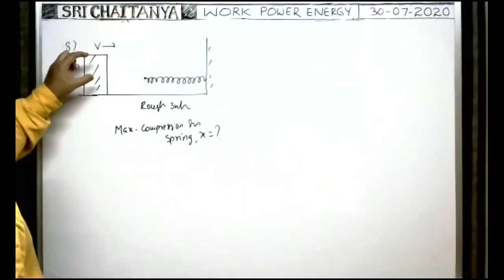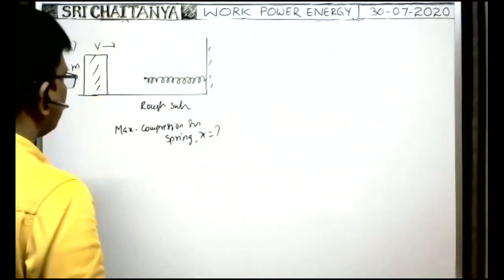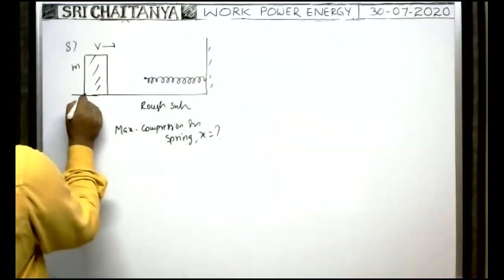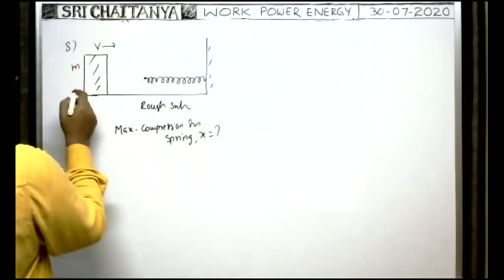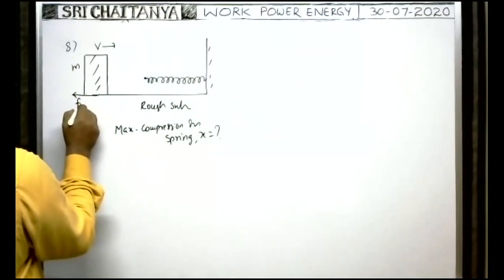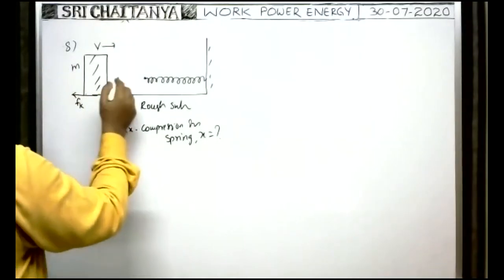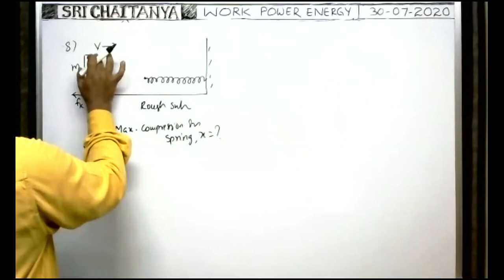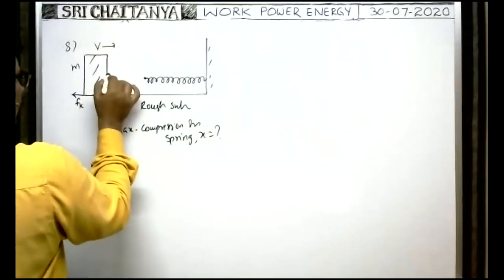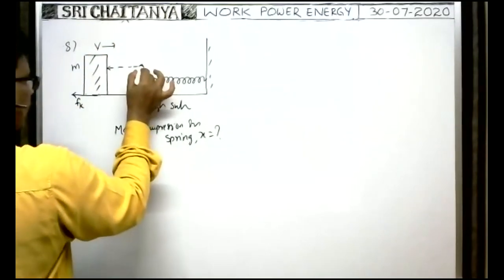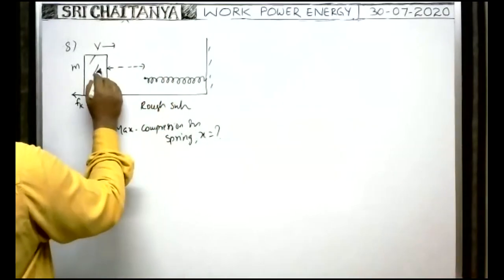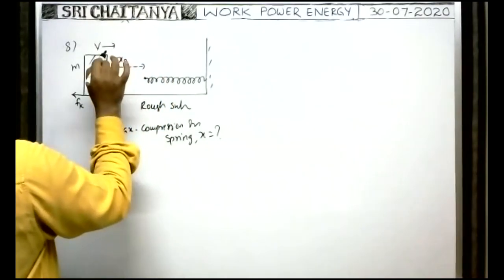You see, whenever the block is pushed in this direction towards the right, as the block is moving in this direction, friction acts on the block. Kinetic friction acts on the block in the opposite direction. Initially, when the block is pushed with a velocity v, the distance between the free end of the spring and the block is say x naught. That x naught is given.